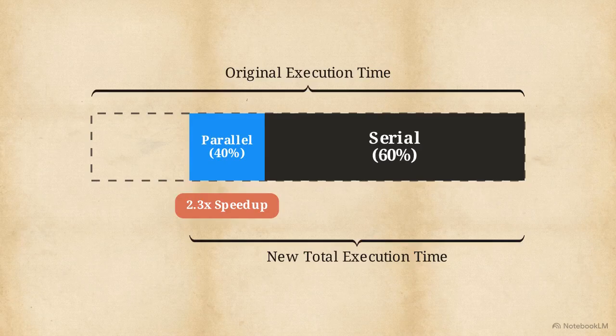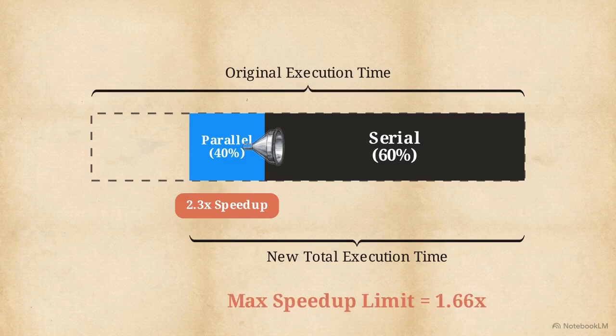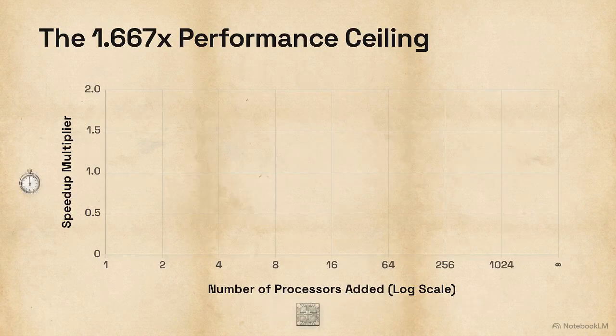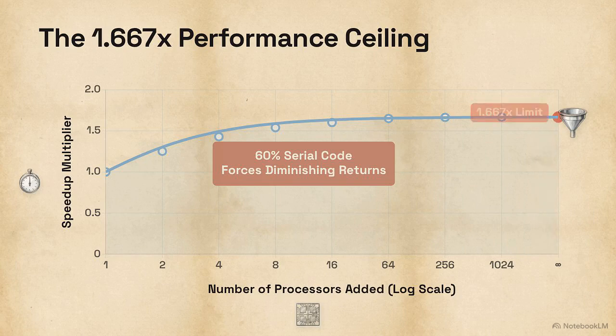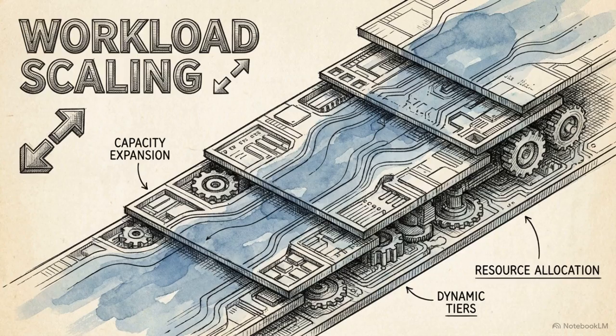The remaining 60% of the code is unchanged, forcing the processors to wait in a single file line while that serial logic executes. Amdahl's formula dictates a strict ceiling. Because 60% of the program is serial, even with an infinite number of processors, the speedup for this specific program can never exceed 1.667. Gustafson's law offers a more optimistic view.